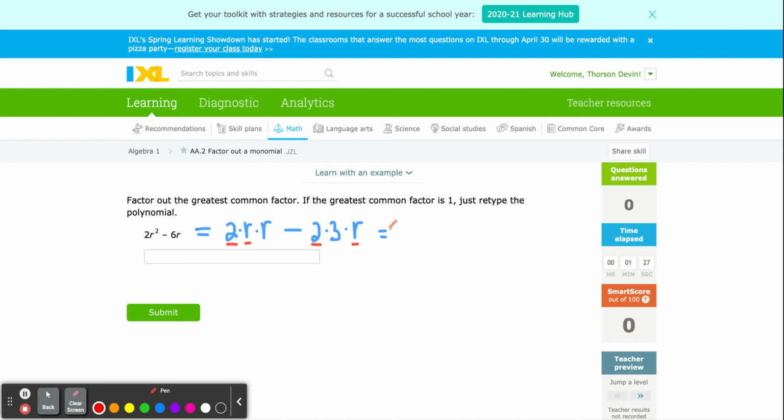So what I'm going to do is pull those out or factor them away. I'm going to pull it like this, and now I'm going to write what's left. So I took the 2r out. I'm left with a single r. I took this 2 and I took this 3. I'm left with a 3 that I'm subtracting from the r. This is the factored form of that.